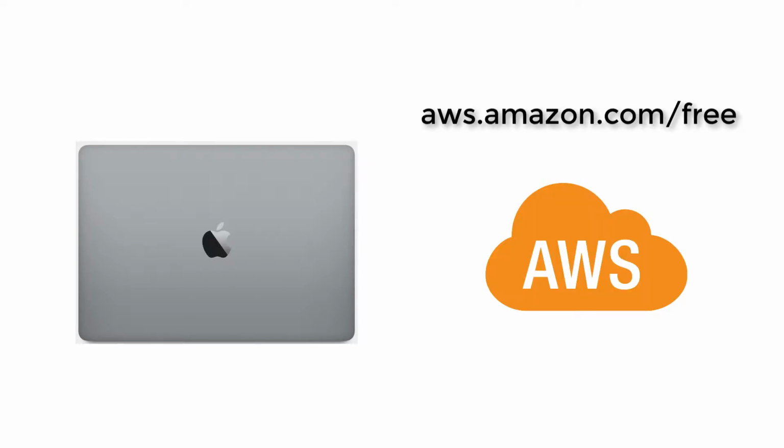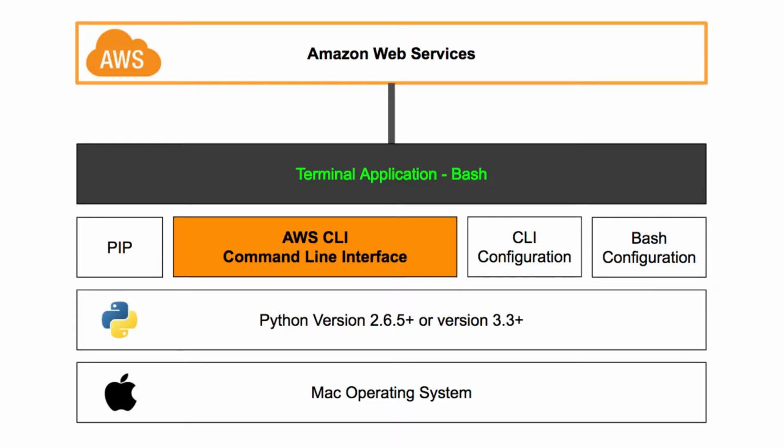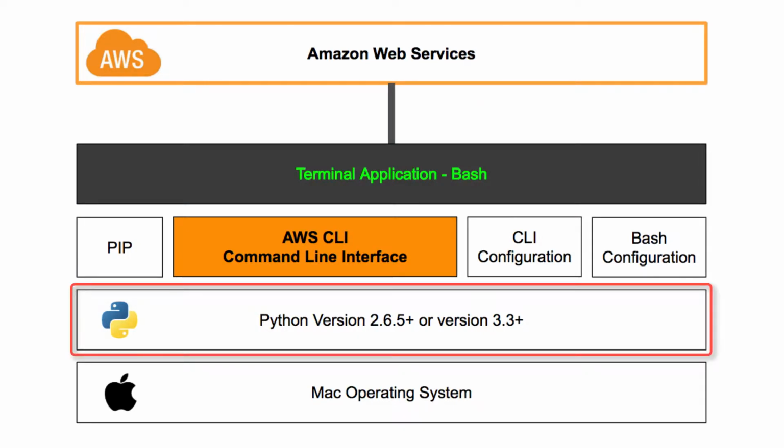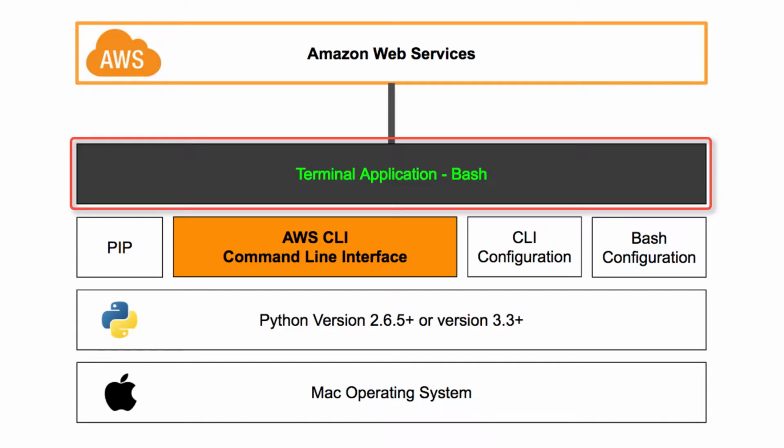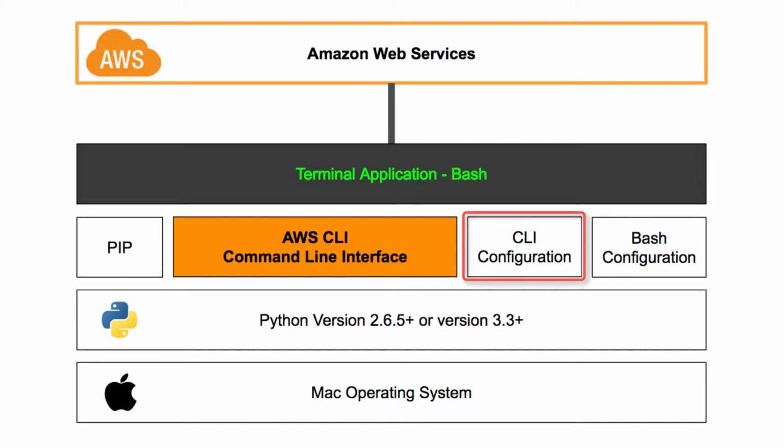If you don't already have an AWS account, you can get a free one at aws.amazon.com/free. So at a high level, AWS CLI is a Python-based application. We'll be using the terminal application that's already installed in your macOS as a primary interface to issue commands to AWS services. In this tutorial, we'll be looking at how to configure the AWS CLI using the built-in configuration that comes with the CLI, as well as using the bash configuration.